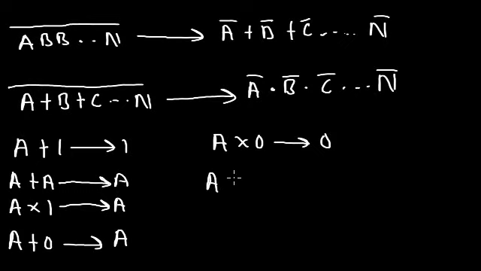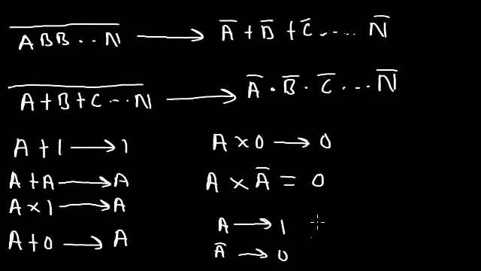What is the value of A times A bar? What will this result to? Keep in mind this is going to be equal to 0. Now I'm going to show you why it's going to be 0. Assuming A is a true statement, that's going to be 1. Definitely A bar will become a false statement, 0. Tell me, is 1 times 0 indeed 1? Absolutely not. 1 times 0 is equal to 0.